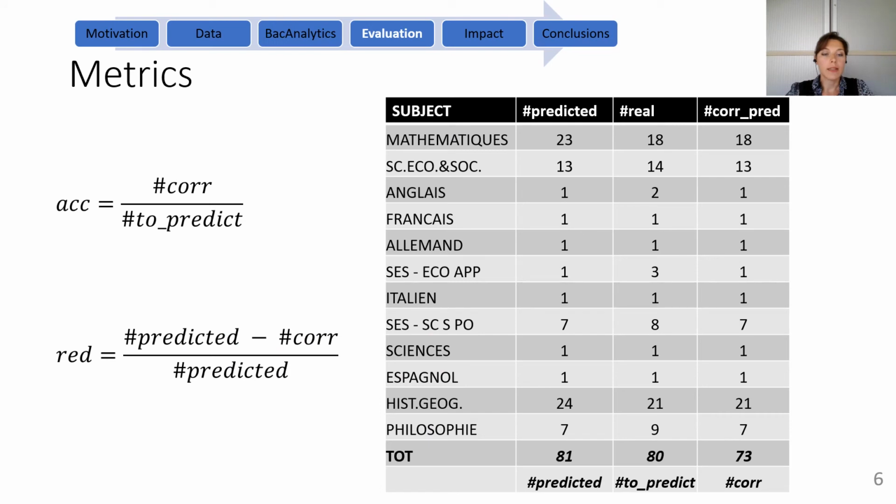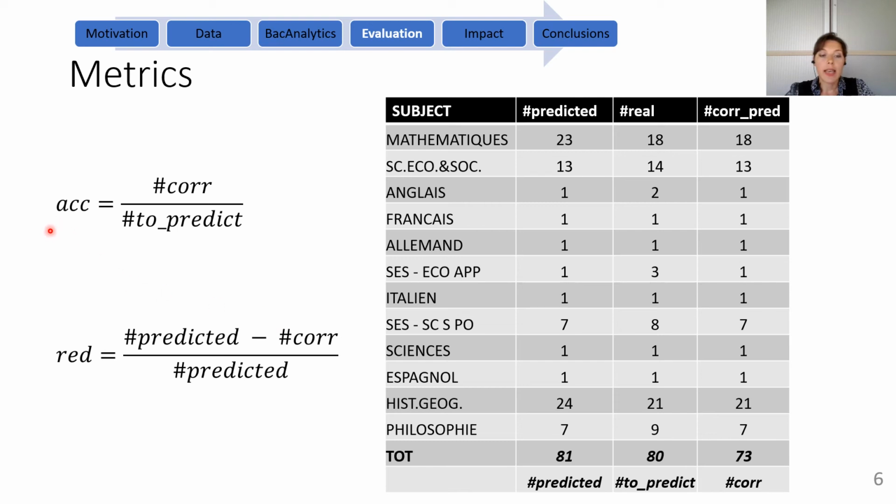On this slide, we will discuss the metrics that were used to evaluate the performance of our tool. Let us consider an example of step 3 prediction, where we are required to predict the number of professors for every subject in every geographical center. In the first column, we have the number of predicted professors. In the second column, we have the real number of required professors. Using these two values, we can calculate the number of correct predictions by taking the minimum between the two corresponding columns. After that, we can sum up all these values and obtain the total number of predicted professors, the total number of professors required to be predicted, and the total number of correct predictions.